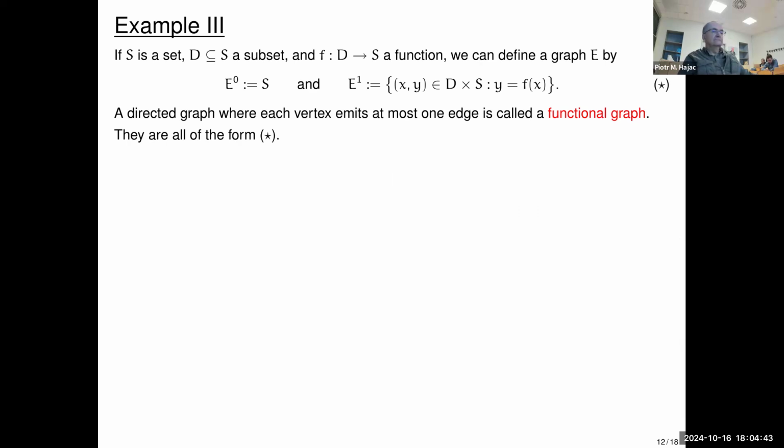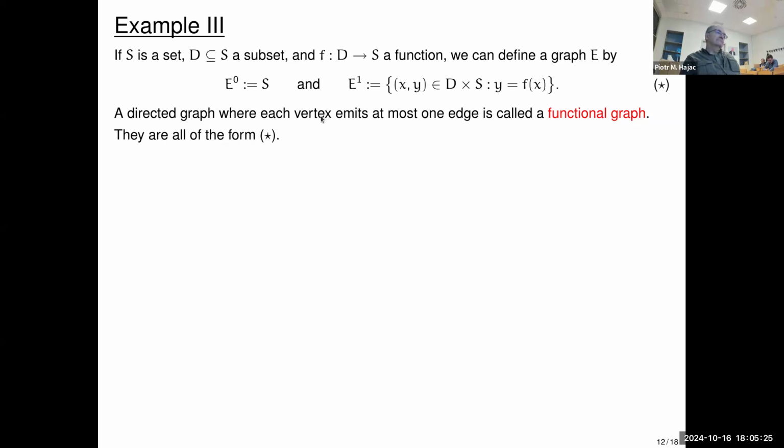Okay, last example. I want to give one more example of a family of graph C*-algebras, a family of graphs, I would say. So take any set S, any subset D of S, and any function F from D to S. Then you can define a graph by the following formulas. E0, the set of objects, is S, the big set. E1 is the set of pairs (X,Y) in D cross S such that Y is the image of X. So this is the graph of the function. It is still a directed graph where X is the source and Y is the target, and it has some special properties.